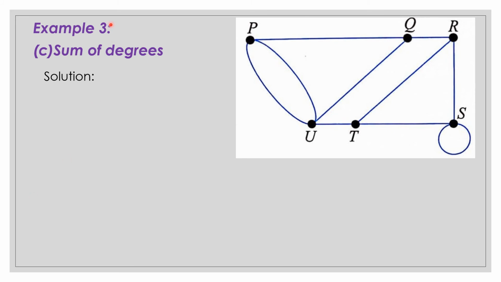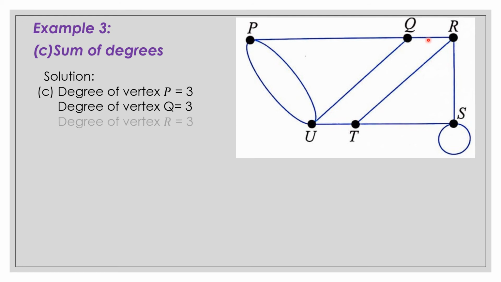The sum of degree here is calculated separately and then summed up later. For example, the degree of vertex P: you have 1, 2, 3 edges, so it is 3. The degree of vertex Q, you have 1, 2, 3 edges, so it's 3. Then the degree of vertex R is 1, 2, 3, so it's 3 also.